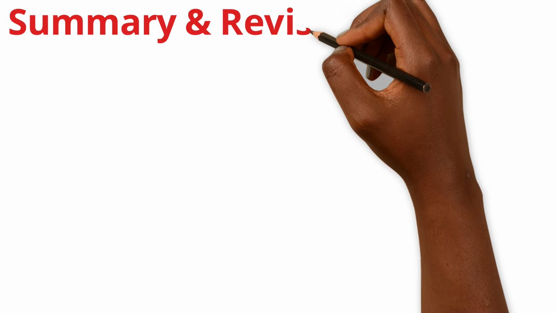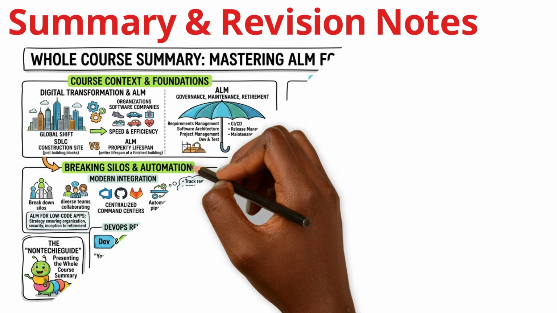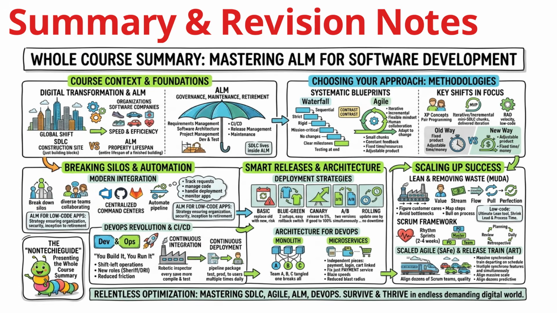We began by mastering the foundations of the 6-phase SDLC blueprint, understanding how systematic development builds quality. Then we explored different methodologies, shifting from strict waterfall blueprints to fast, flexible, agile mindsets. We expanded our vision to ALM, application lifecycle management, the entire lifespan puzzle that required us to break down isolated silos. We embraced the DevOps revolution, merging development and operations teams with a "you build it, you run it" mantra.